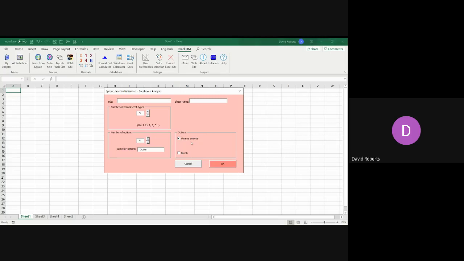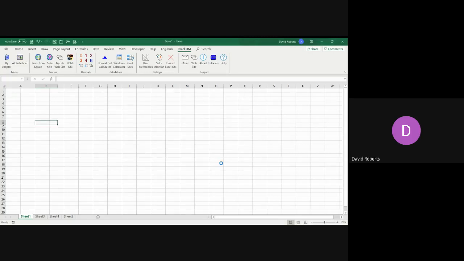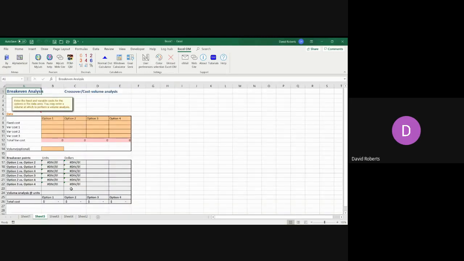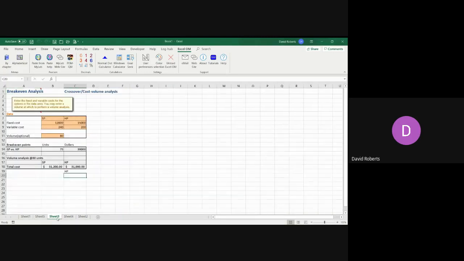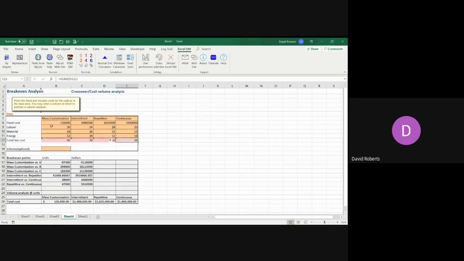Make sure you have volume analysis selected. Again, the graph is optional, whether you want to do that or not. Certainly not required. And you now have your spreadsheet. Now, to save some time, I have pre-done this. So just copy and paste.